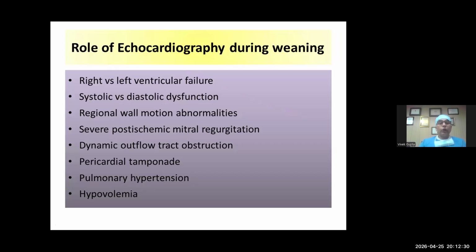While weaning, echocardiography is very, very essential. You see whether there is a failure in the weaning, whether it's the right heart failure worsening or a left ventricular failure, what type of dysfunction is there, whether it's systolic or diastolic, is there any development of a new regional wall motion abnormality, or development of mitral regurgitation, or some tamponade that is obstructing the improvement, or there is hypovolemia. So all these need to be evaluated during weaning.